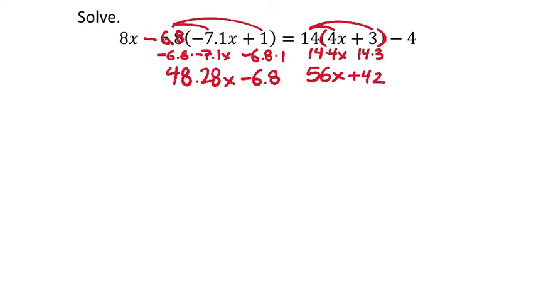So the rest of this just drops. So we got the 8x, and then that 48.28x is positive, so I got a plus sign there. Minus 6.8 equals 56x plus 42, and then minus 4.